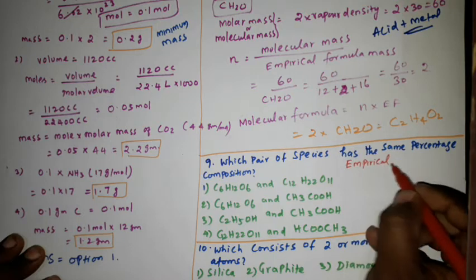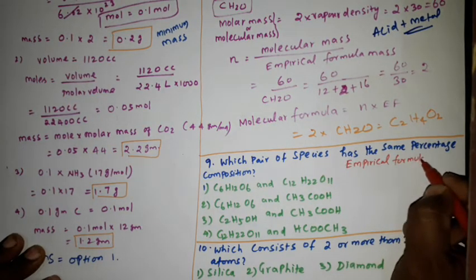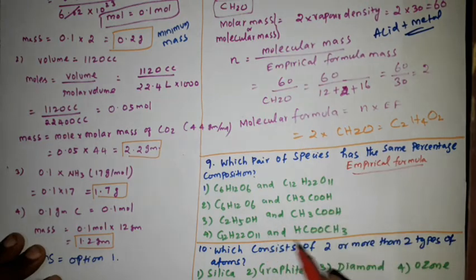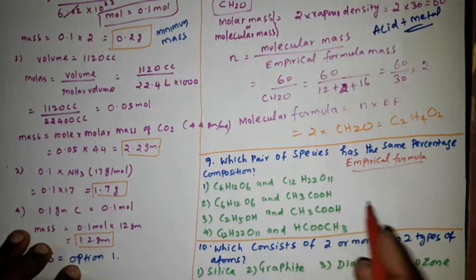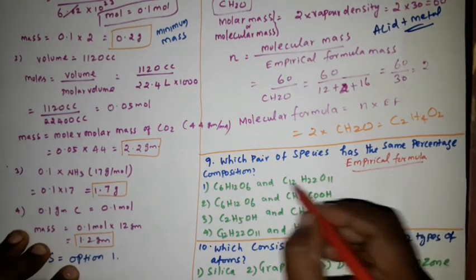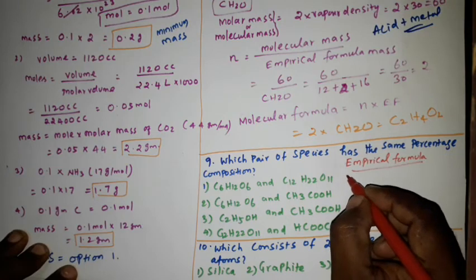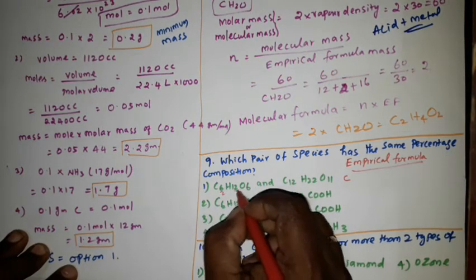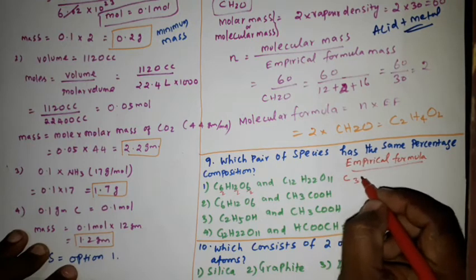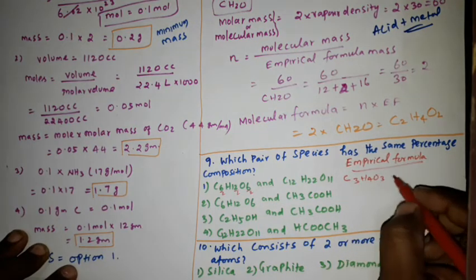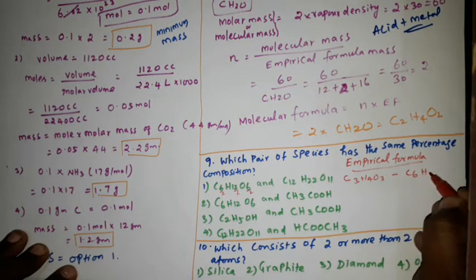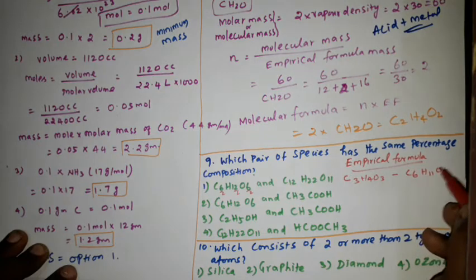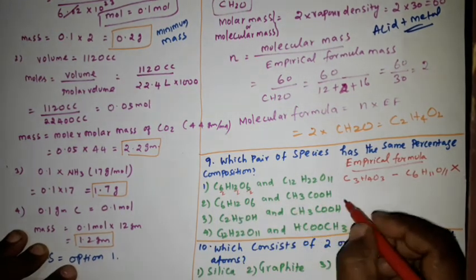Empirical formula. If that empirical formula is same for both pairs, then that will contain the same percentage. Okay. So here you check C6H12O6, divided by 2, C3H6O3. This is the empirical formula. Then another one, C12H22O11, this will not come. So this is not equal. There is no same empirical formula. Now see, check this one.